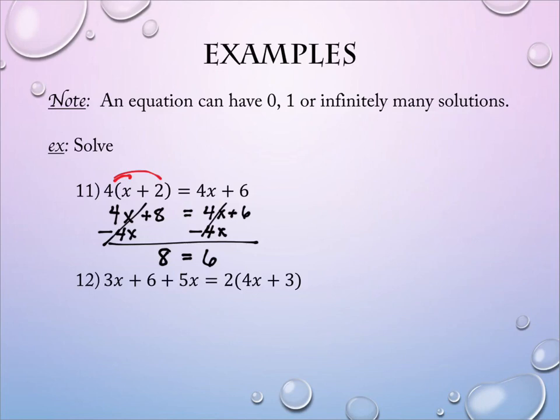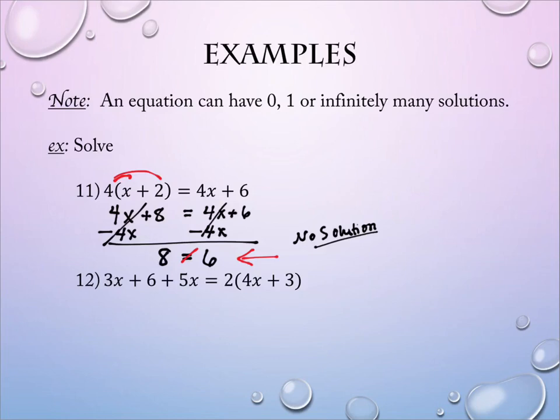It's a problem, right? I mean, at least it's not true. 8 does not equal 6. So what happens when I get something like this, where the end result is a statement that's flat out false? Well, it means that there's no solution. So if you get to this point and you have a false statement, there is no solution. If it asked you how many solutions are there, you would say 0. There's no solution.